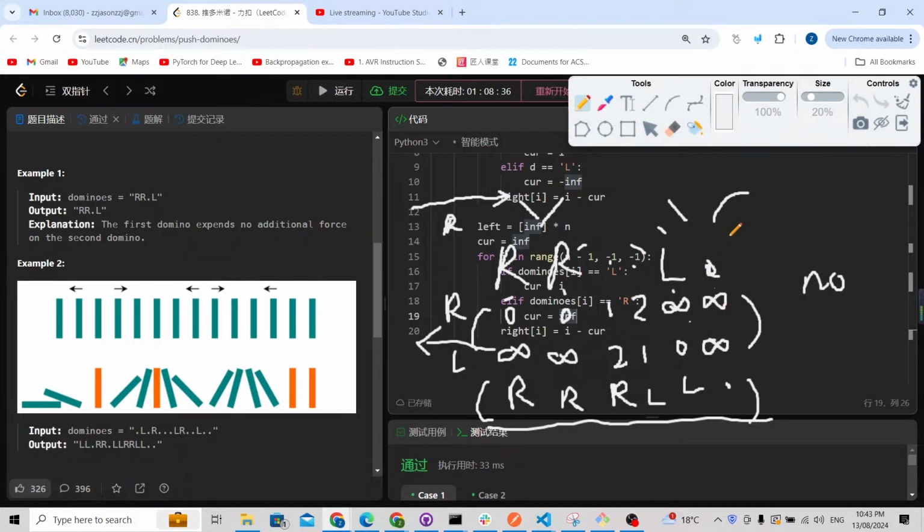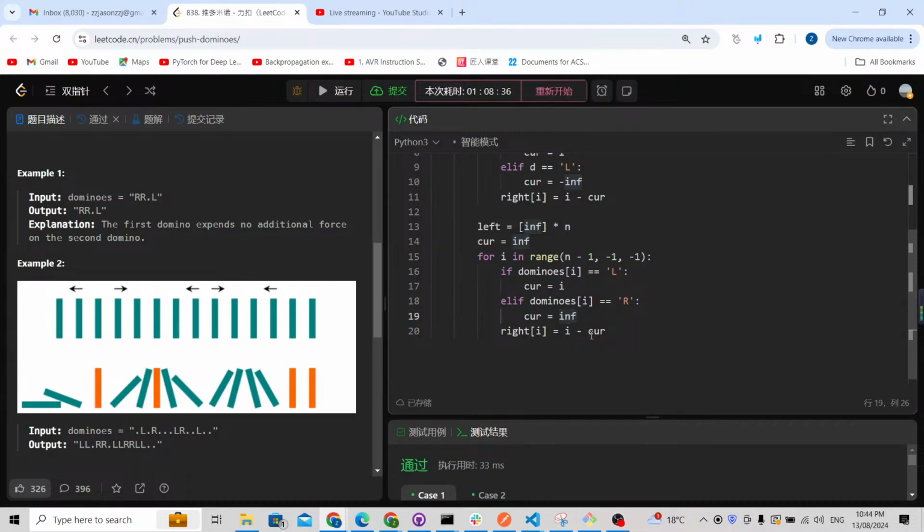Because if we go from the left to the right side, for this domino I, if this domino I equals to R, we're gonna set the current to be infinity. So if it is equal to L, for example, it is here, this is L, so we're gonna set the current to I. But the I is gonna always be less than the current, so we're gonna use the current minus I to check the distance. So here we just need to change current minus the I.